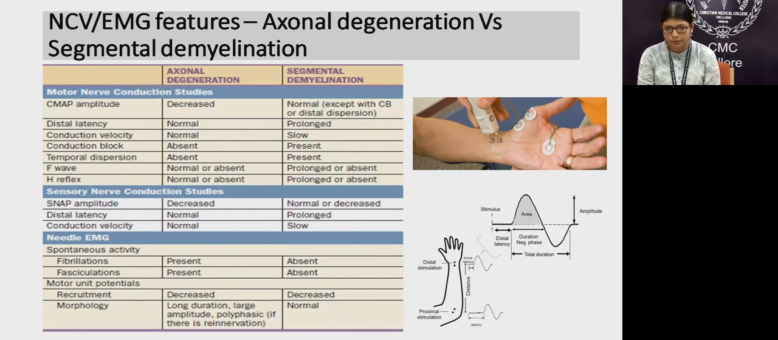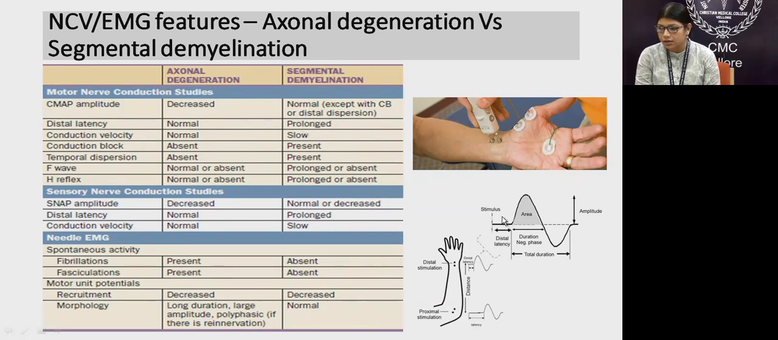So when there is a nerve action potential, it takes a certain time to evoke an action potential, and the amplitude of the action potential depends on the axon. How fast this impulse is achieved is the distal latency, and the conduction velocity depends on the myelin. So in axonal degeneration, the amplitude is reduced because of the axonal loss, hence the CMAP amplitude will be less, whereas it can be normal in demyelination.